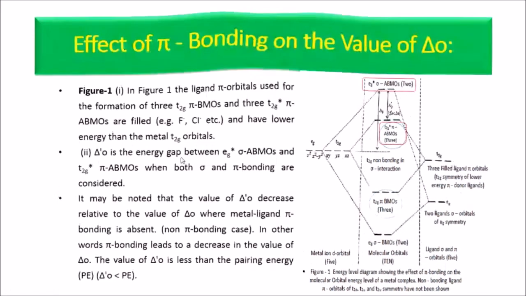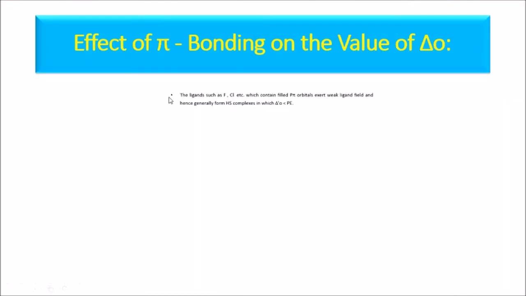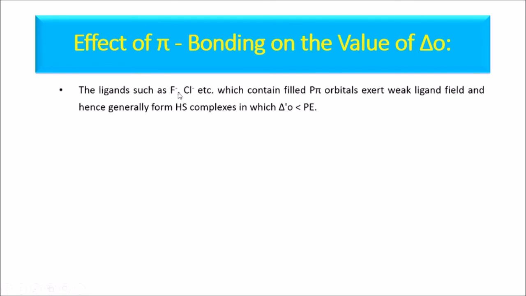And as a result, what happens when pairing energy is reduced? We're going to get the high spin complex. The ligands such as fluoride, chloride, bromide, iodide or other ligands which have a filled pi orbital, which contain a filled p pi orbital, exert a weak ligand field. They are not able to split the d orbitals more effectively and hence generally form high spin complexes. So when the pairing energy is greater than the splitting energy, you will always get a high spin complex.